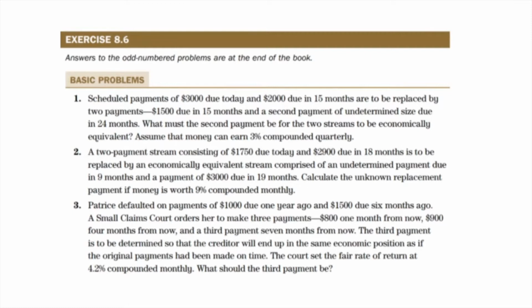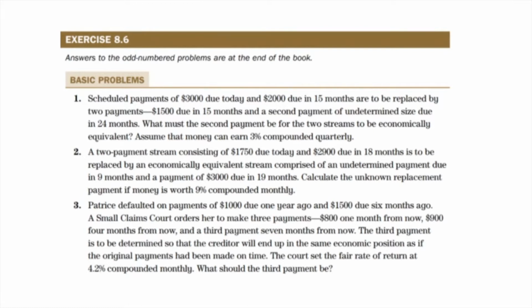So in this particular one, seeing we've looked at it, now we've got a little bit of a sense on it. The scheduled payments of $3,000 is due today, and $2,000 is due in 15 months. Okay, so we've got that is a scheduled payment, and someone wants to replace it by 2 payments of $1,500 due in 15 months and a second payment of some mystery amount due in 24 months. So we've got a total. If we look at the total length of time here, it's today right out to 24 months. So what must the second payment be for the 2 streams to be economically equivalent?